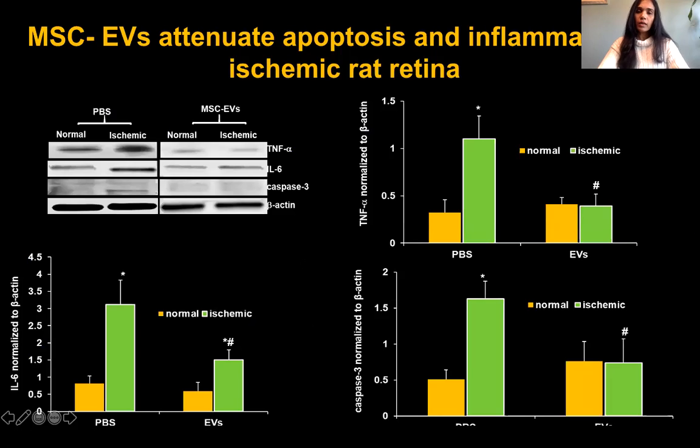And this is data which confirms that inflammation is also attenuated by administration of EVs into the ischemic retina. We measured IL-6 and TNF-alpha, which were significantly reduced in EV injected ischemic eyes compared to ischemia alone. Similarly, we also measured caspase-3, which is a marker of apoptosis, and we found that apoptosis was also attenuated when you inject the ischemic eyes with the EVs.